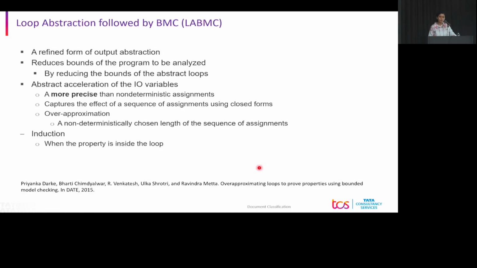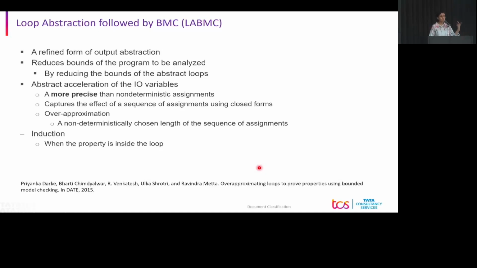So hence now comes loop abstraction followed by bounded model checking. It's a refined form of output abstraction. It reduces the bounds of the program just like output abstraction, but it is more precise. I mean, it gives better results. It is more practical, and it uses acceleration. It can handle conditions within loops also. The previous program, you cannot accelerate. And firstly, you also need to compute the bounds.